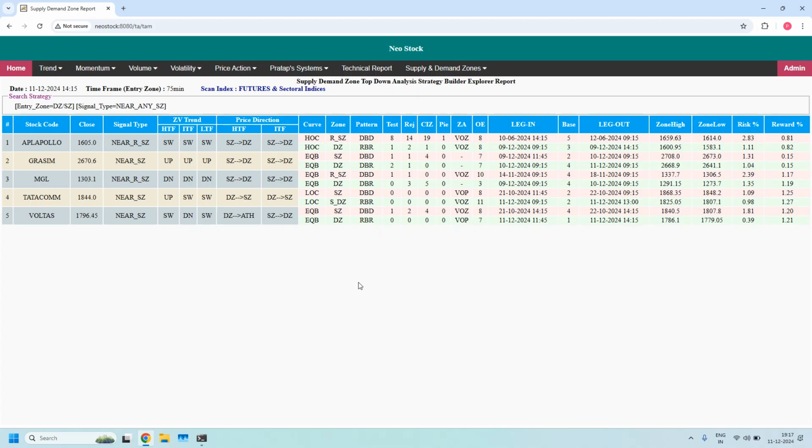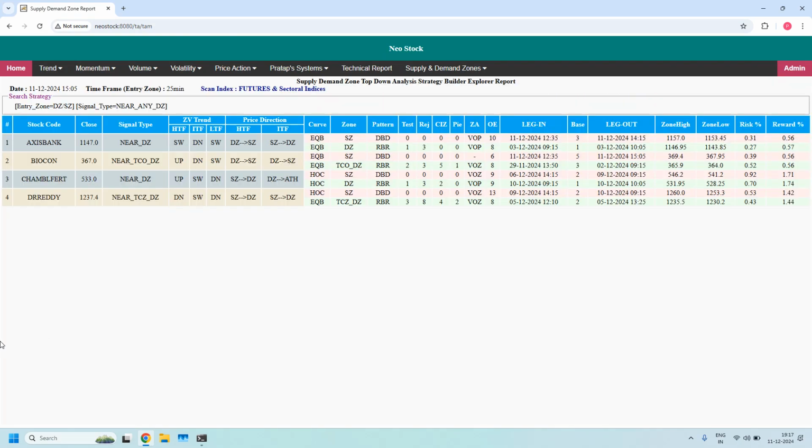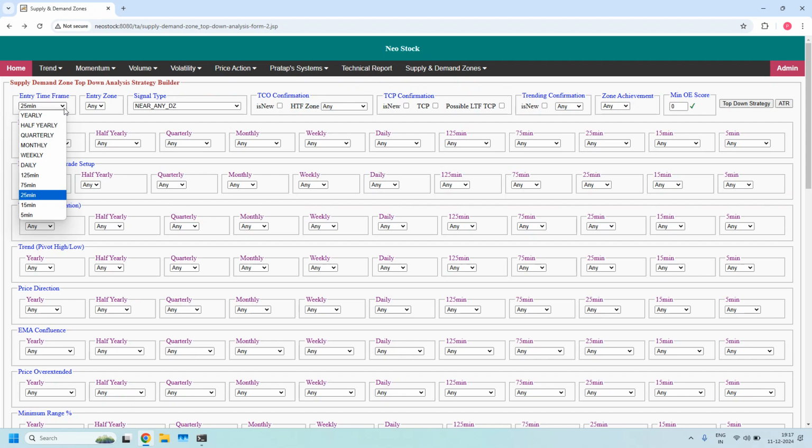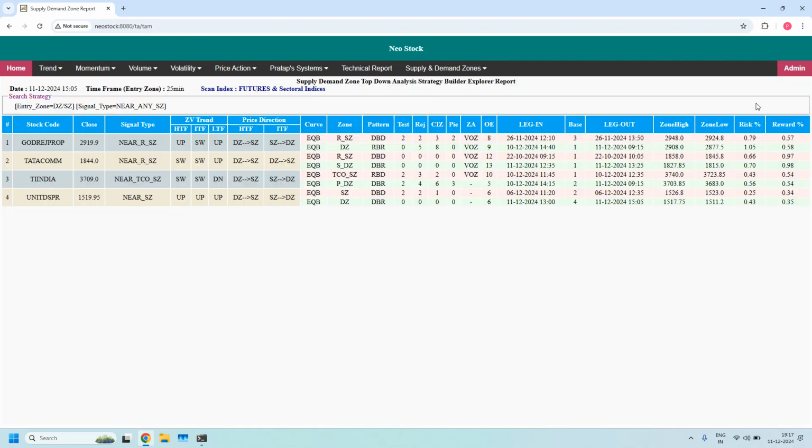Okay. This is about high liquidity zones. Next time frame is 25 minutes. Stocks near 25 minutes demand zone. We got 4 stocks. Next 25 minutes time frame. Stocks near 25 minutes supply zone. We got 4 stocks.